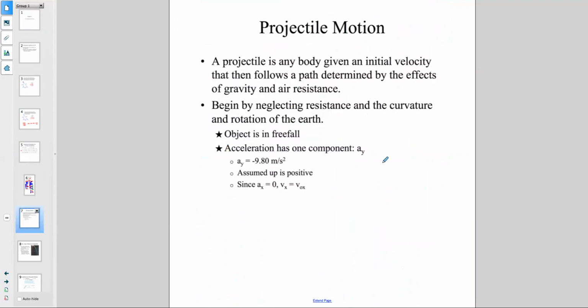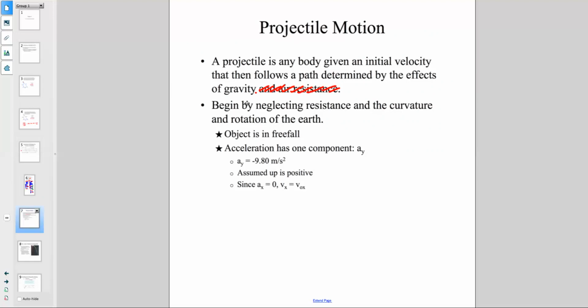Projectile motion, or motion in two dimensions along both x and y. It's very important. You will have this in the test, so make sure to understand it very, very quickly. A projectile is any body given an initial velocity that then follows a path determined by the effect of gravity and air resistance. Now I would like to get rid of the air resistance because we're not dealing with that in this course. So determined by the effect of gravity.